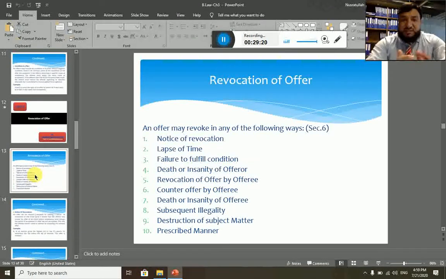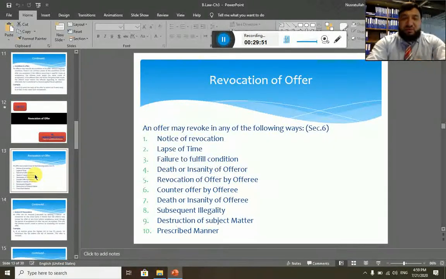So that's one way. Number 2, lapse of time. There is a time given, for example, 2 days or 3 days, and the time lapses. For example, you have told someone to accept the offer within 3 days, and he does not come back to you within 3 days, the offer automatically revokes or cancels. He cannot come to you on the 4th day, right? There are, for example, application deadlines. You see, when the deadline is over, time is lapsed, no applications are accepted.